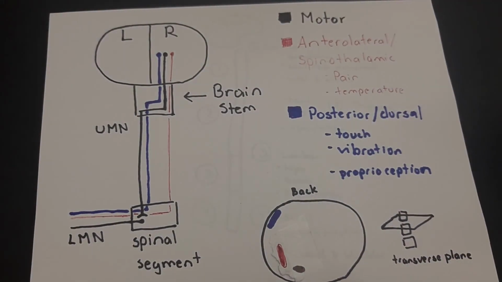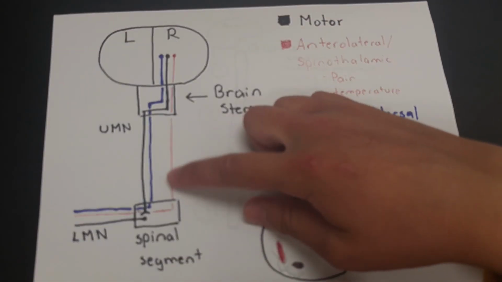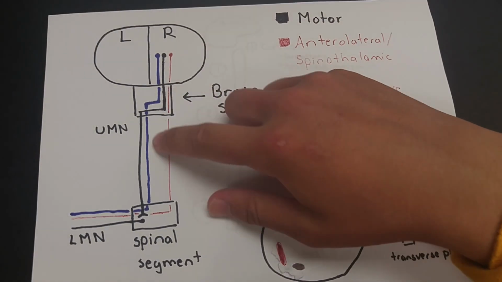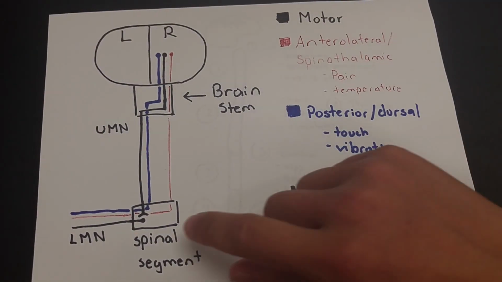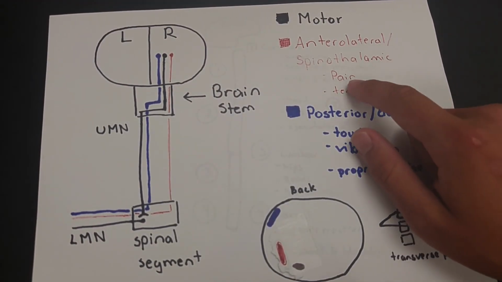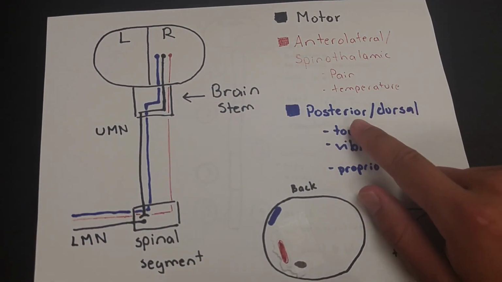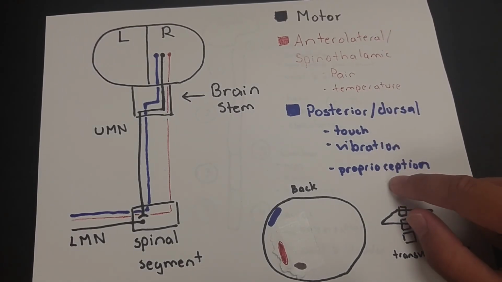And so this is important to know, because let's say you just crashed your Lambo, and now, well, you damaged the whole right side of your spinal cord, right? So if you damage the whole right side, which is over here, then what would you lose? Well, you would lose the things in red, which is the anterolateral. So now you can't sense pain or temperature, but since you only lost the right, the left still works. So you would still have the motor function, and you'd also have the touch, vibration, and proprioception.